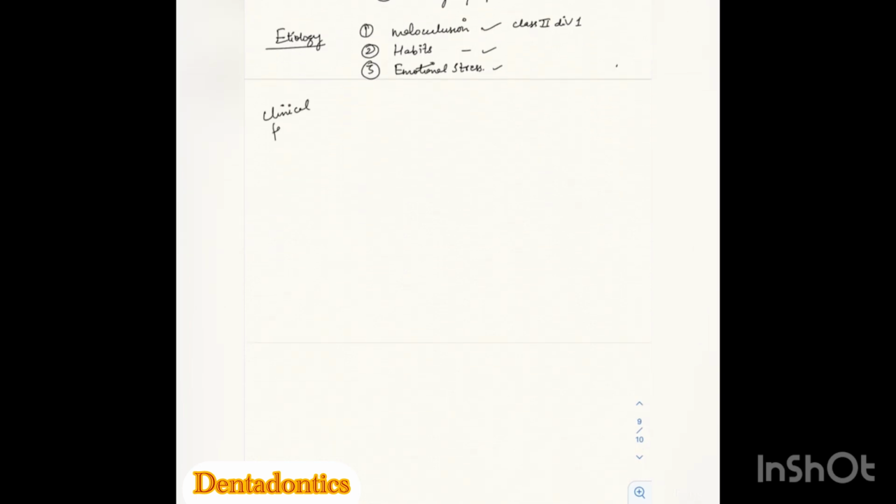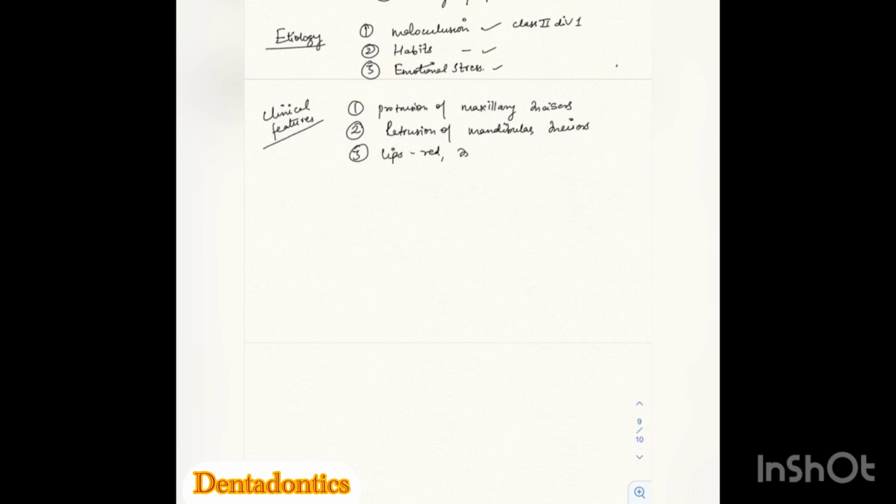Then coming to the clinical features, lip habits can lead to protrusion of upper incisors. It also leads to retrusion of mandibular incisors, and sometimes the lips may be red, irritated, chapped below the vermilion border. These are all the clinical features of lip biting.